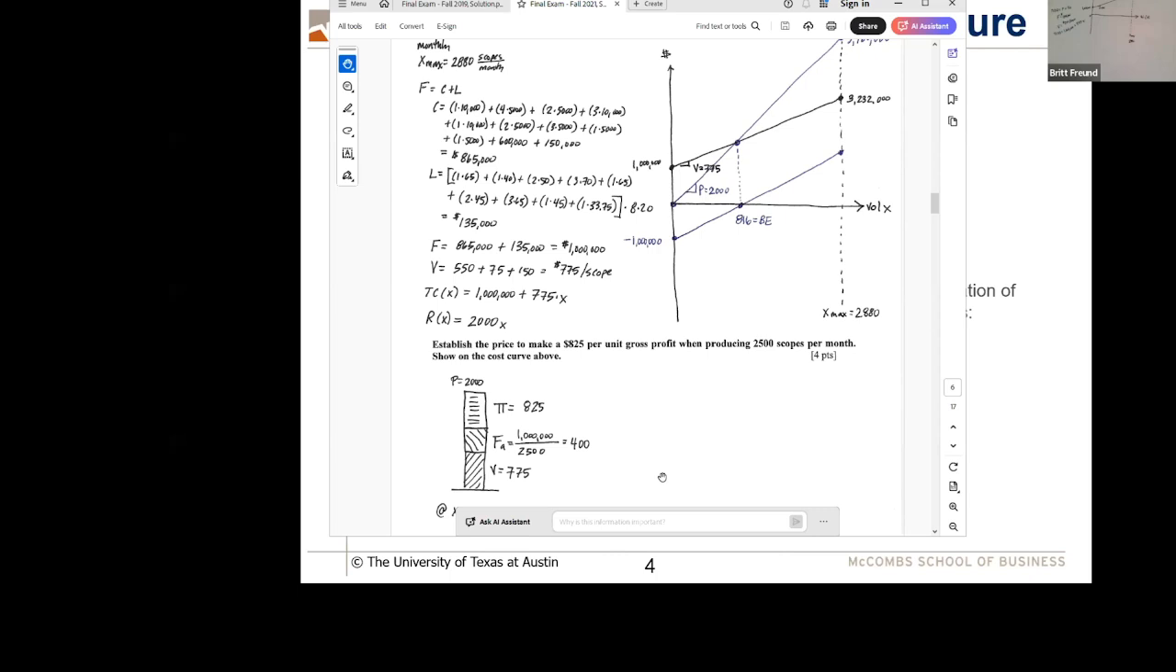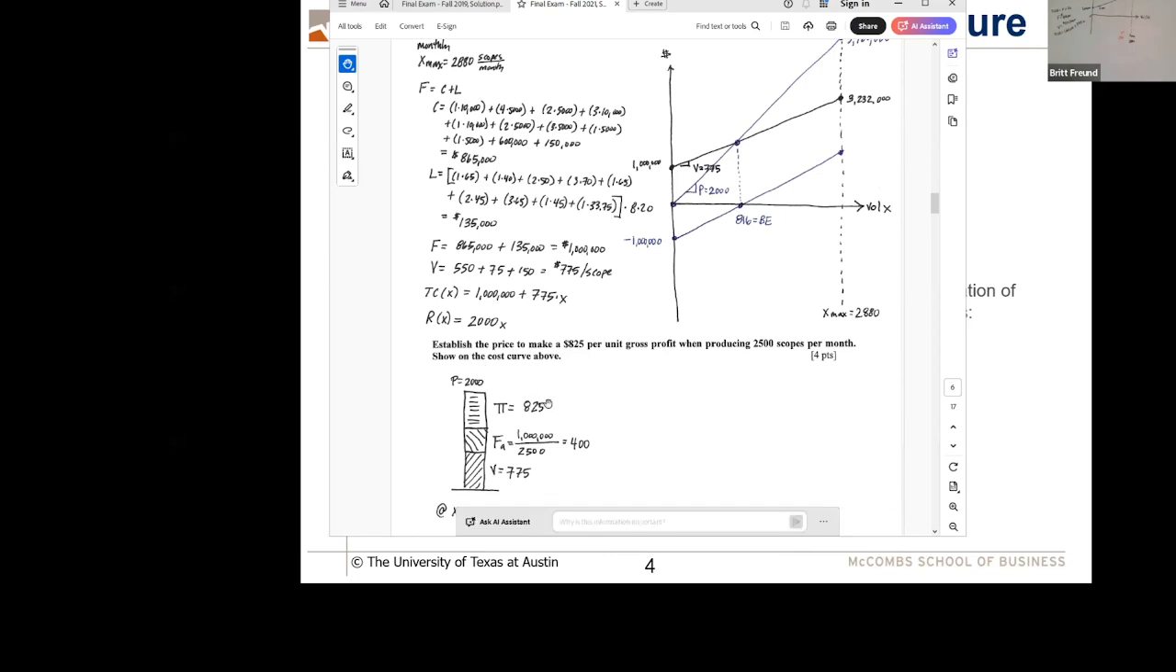So we usually pick a volume representative of what we think is realistic. So in this particular case, we believe that what's realistic is an operating point of about 2,500 scopes a month. So we are not thinking we're going to run at full speed all the time. And then we have a goal. I would like to establish the price to make $825 per unit gross profit margin when producing 2,500 scopes per month. Now, there's two ways to do it.